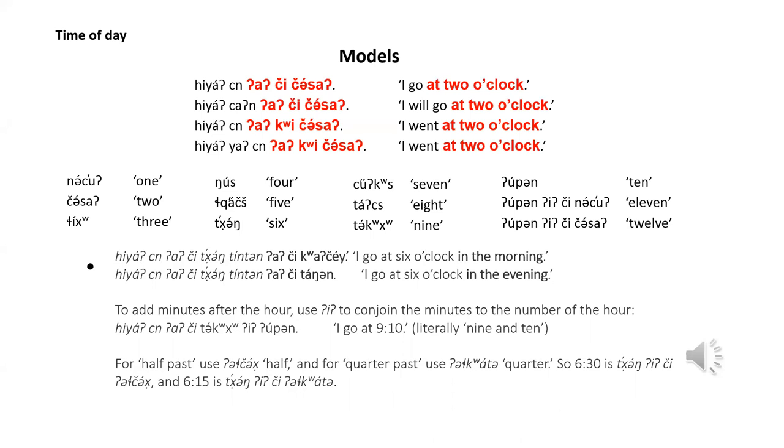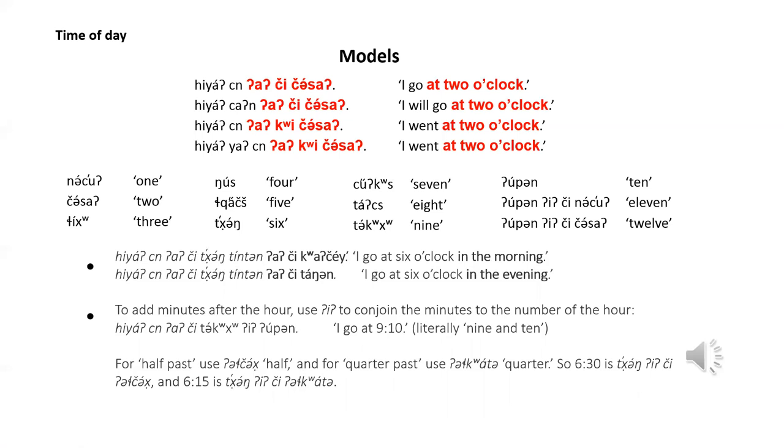So hiya te na chi tang ting te na chi kwa che would be I go at 6 o'clock in the morning. And then hiya te na chi tang ting te na chi tang in I go at 6 o'clock in the evening. To add minutes after the hour, use e to conjoin the minutes to the number of the hour. So for I go at 9:10, it would be hiya te na chi tuk I ubin.